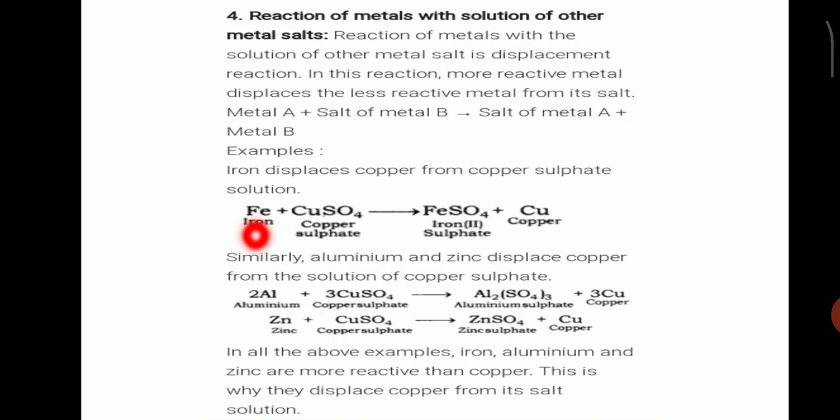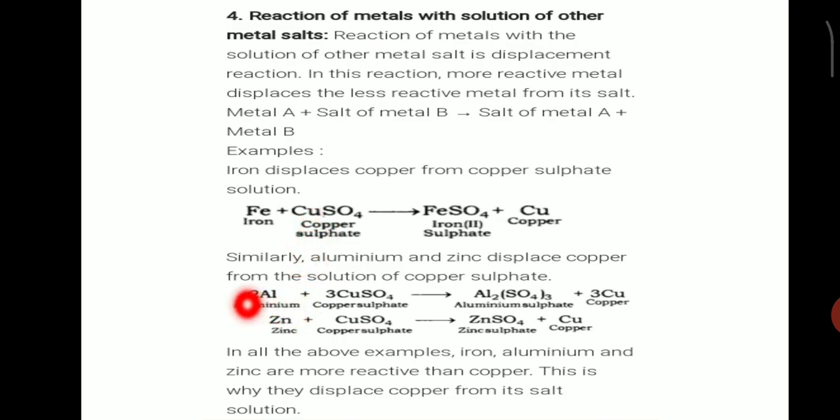Example: when iron is reacted with copper sulfate. We studied that iron is more reactive than copper, so copper is displaced from copper sulfate solution, and iron takes its place. The product will be iron sulfate and copper. Here iron displaces copper from copper sulfate solution.